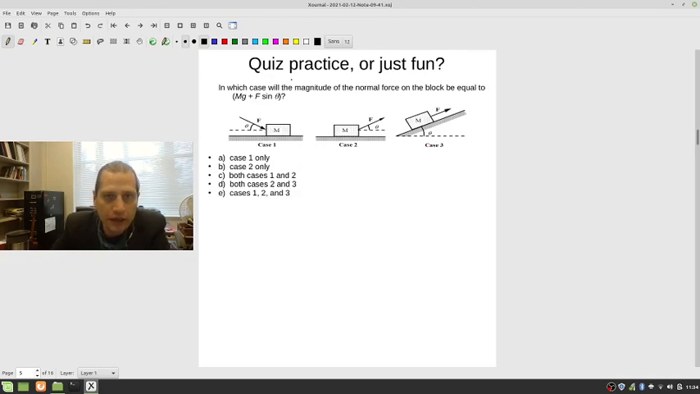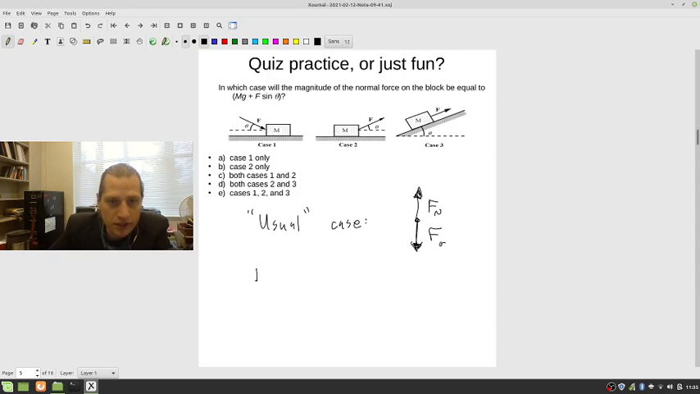All right, it asks us, in which case will the magnitude of the normal force on the block be equal to mg times sine theta? So this is a normal force that's bigger than the usual case. So here's our usual case, which is just normal force pointing up and gravitational force pointing down. In that case, these forces are the same size and they're in opposite directions.